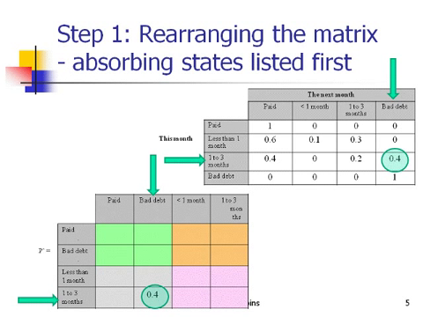The first step is to rearrange the matrix to show the absorbing states listed first. The two absorbing states are paid and bad debt. So we move paid to the first row, bad debt to the second row, paid to the first column, and bad debt to the second column. The non-absorbing states, less than 1 month and 1 to 3 months, go in rows 3 and 4 and columns 3 and 4. We now need to move the probabilities into the new format. For example, going from 1 to 3 months to bad debt is 0.4. If we go on the new matrix, 1 to 3 months to bad debt is 0.4.